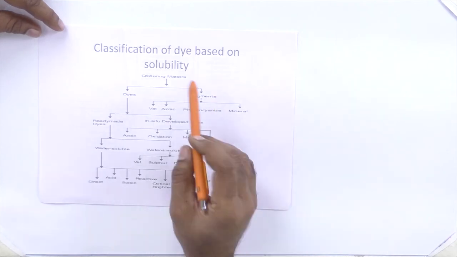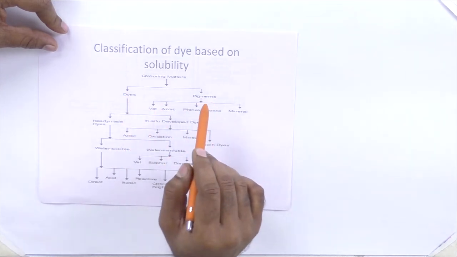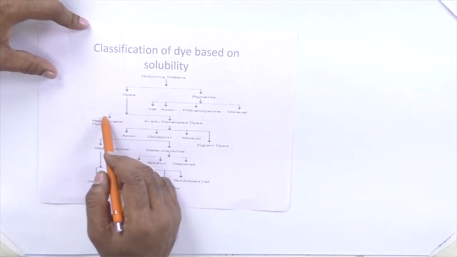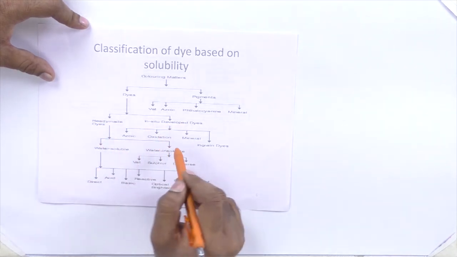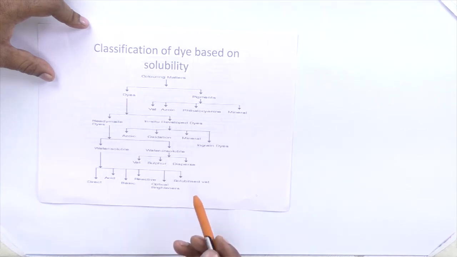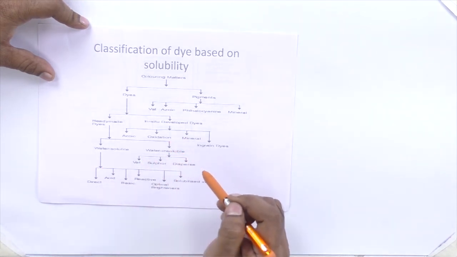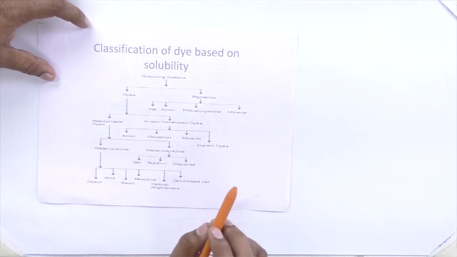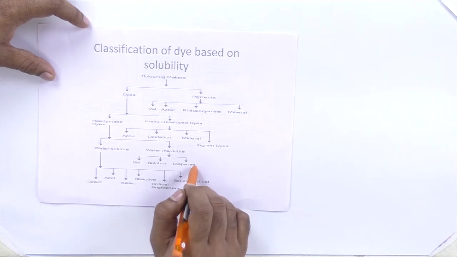This is the classification of dyes based on solubility. Coloring matters are classified into two categories, dyes and pigments. Pigments will not have affinity towards textile material, whereas dyes will have affinity towards textile materials. Dyes are again classified into ready-made dyes and in-situ developed dyes. Ready-made dyes are water-soluble and water-insoluble. Water-soluble dyes are direct, acid, basic, reactive, optical brightening agents and solubilized vat dyes. Water-insoluble dyes are vat, sulfur and disperse. Disperse dyes are neither water-soluble nor water-insoluble; they are in a dispersion medium, so they are called disperse dyes.